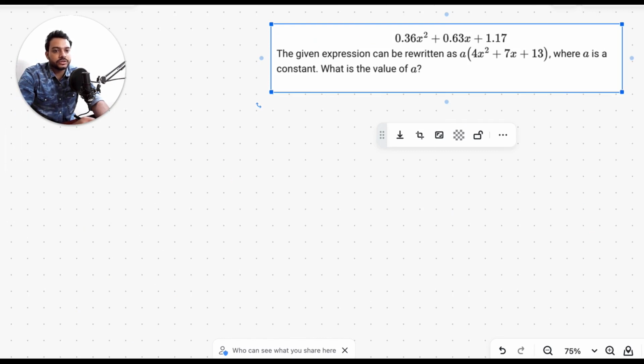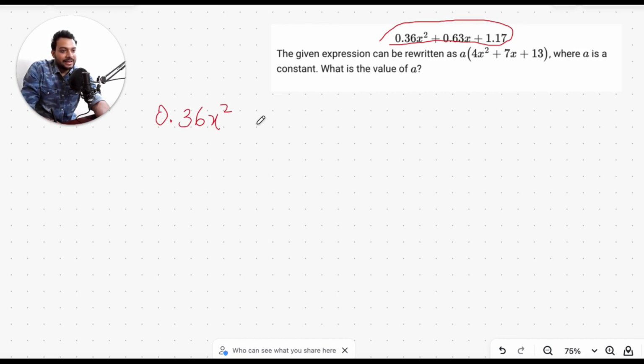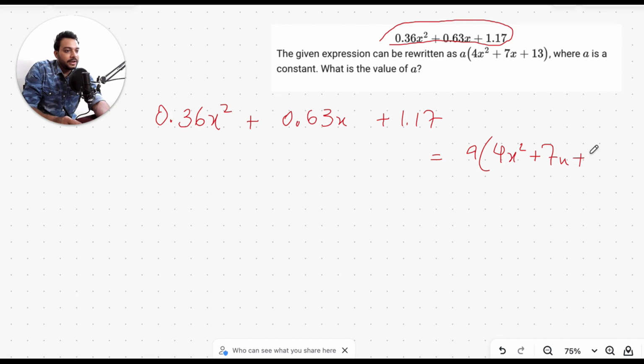Now let's look at the next question. So there's an expression given, a rather weird expression with decimals: 0.36x squared plus 0.63x plus 1.17. The given expression can be rewritten as a times 4x squared plus 7x plus 13, where a is a constant. What is the value of a? Okay, so this here is, let's say, the raw expression. It has been written in a transformed format, and it pretty much looks like a comparison question. 0.36x squared plus 0.63x plus 1.17 is equal to a times 4x squared plus 7x plus 13.